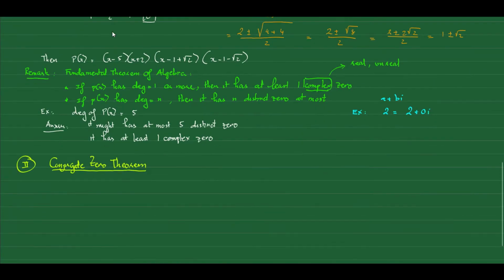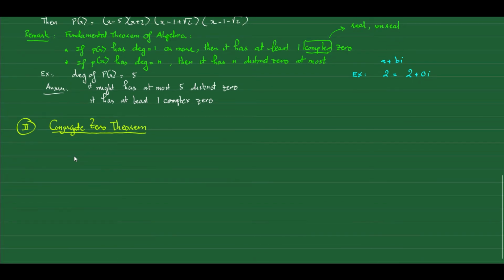And the conjugate zero theorem states that if the complex number z is a zero of p, then the conjugate of z, in other words we call that z bar, is also a zero of p.